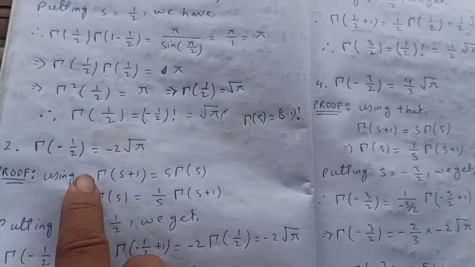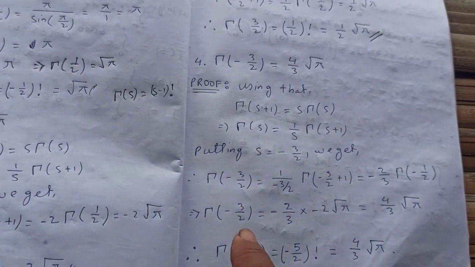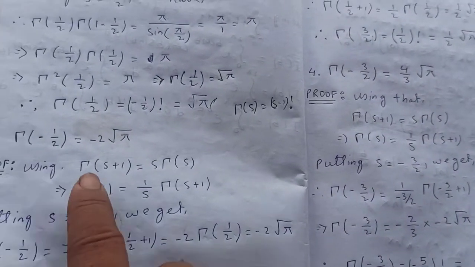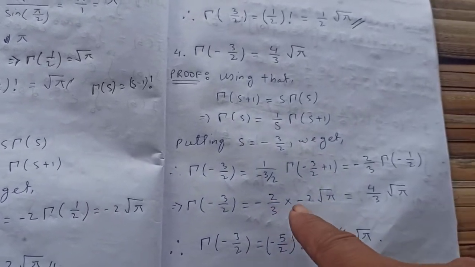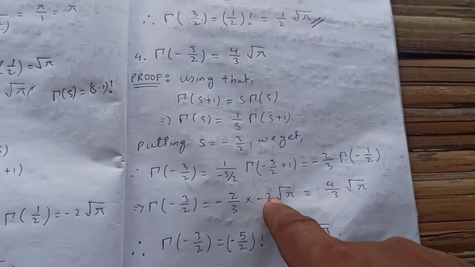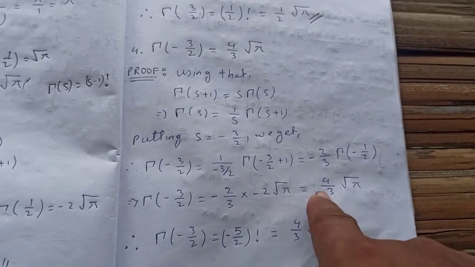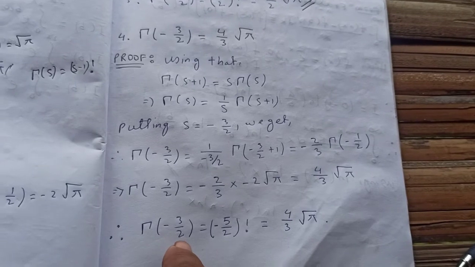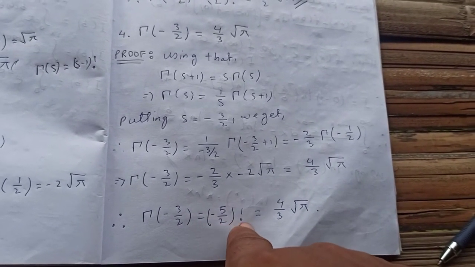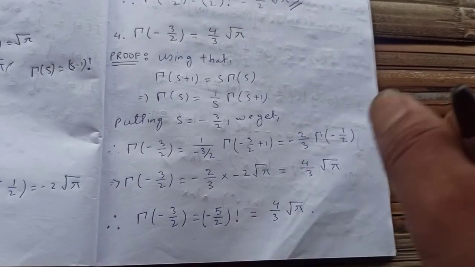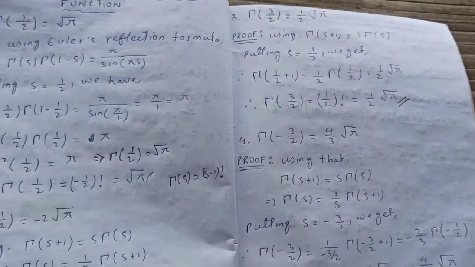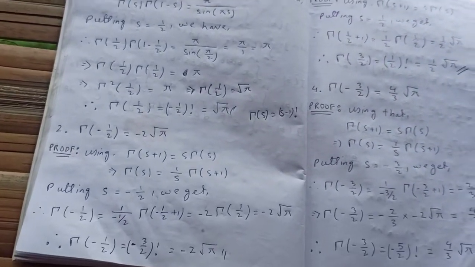Gamma of negative 5 we have already here, right? So gamma of negative 3 by 2 is negative 2 by 3 times gamma of negative 5 is negative 2 times the square root of pi. Negative 2 times the square root of pi. So negative positive. So 2 to the 4 by 3 the square root of pi. Therefore gamma of negative 3 by 2 is negative, in terms of factorial, negative 5 by 2 factorial, which is 4 by 3 times the square root of pi. Okay, that is what we are trying to prove for this gamma function.